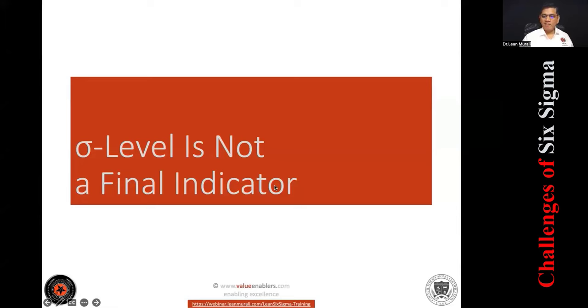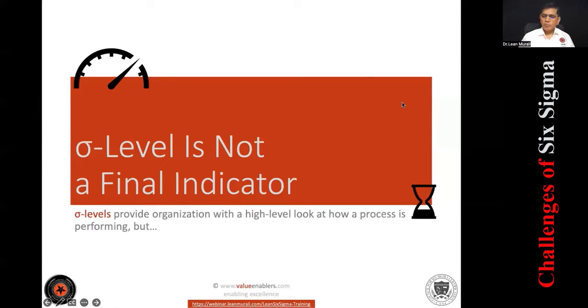Sigma level is not the final indicator. Don't think once you have the sigma level, then that is the ultimate. Sigma levels provide the organization with a higher level look on how the process is performing. It is just a high level view of the process performance, but it is not the indicator.